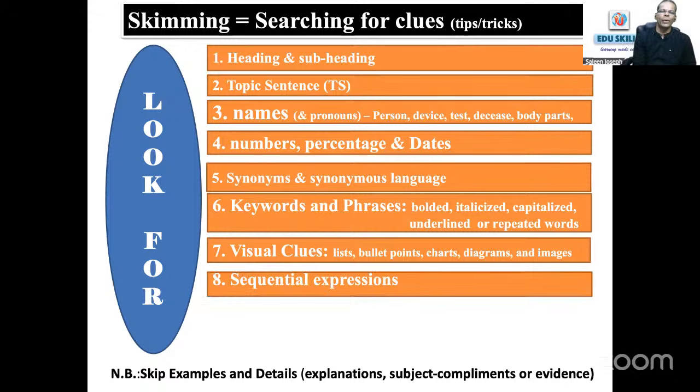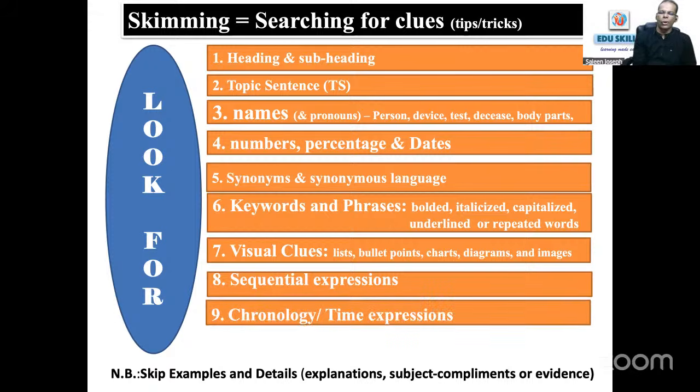And eighth one is sequential expressions. Sequence means one after another. So sequential expressions examples are like firstly, secondly, thirdly, finally, or additionally, one thing, another thing, all those things. Sequence means whatever is sequence, 1, 2, 3, you can just have a note of it as you skim through. Ninth one is chronology or time expressions. They might mention some chronological expressions, 2024, 2025, or ancient, or modern. Such expressions have to be noticed.